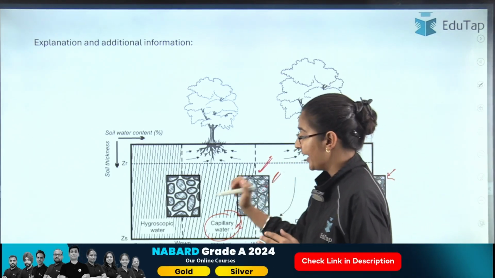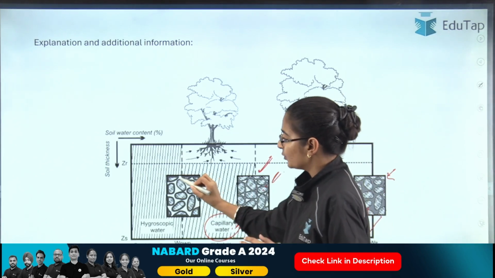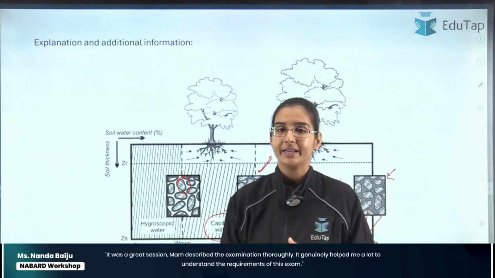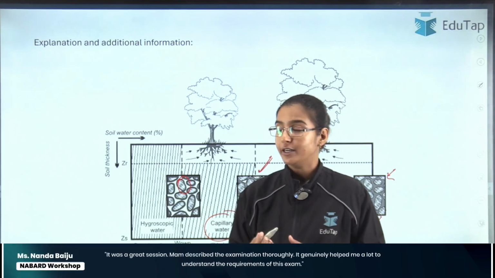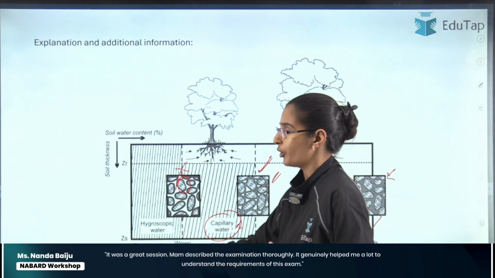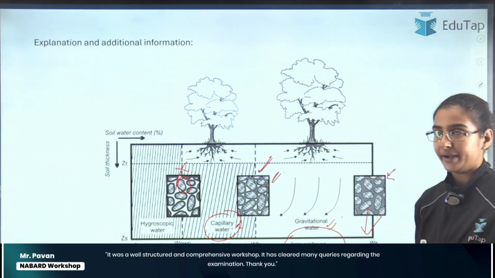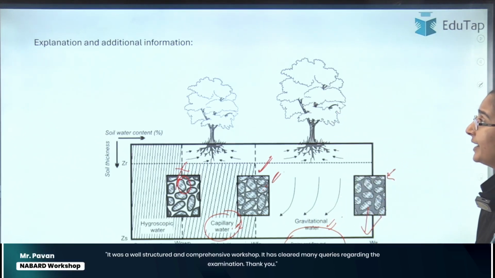And then we have hygroscopic water, right? And this water just forms a thin film around the soil particles, as I've already explained to you, right? So this water is again not available for the plant's uptake, and therefore the answer was capillary water. All right. Now let's move to the next question.